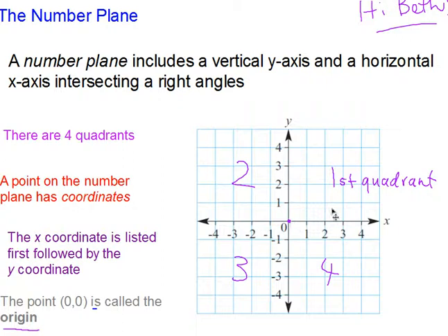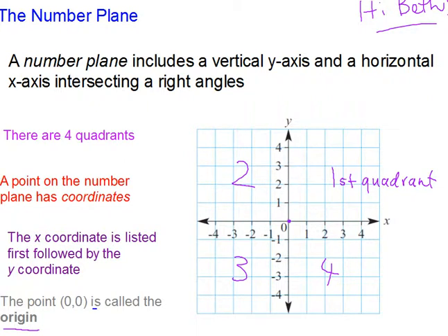Okay, the number plane has 4 quadrants, 1, 2, 3, and 4, and we'll look at the properties of those different quadrants in a minute. Every point on the number plane has what's called coordinates. The x-coordinate describes how far along the x-axis the point is, and the y-coordinate describes how far up and down the y-axis the point is.